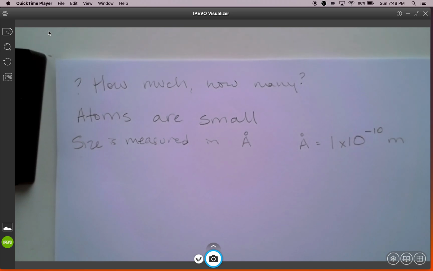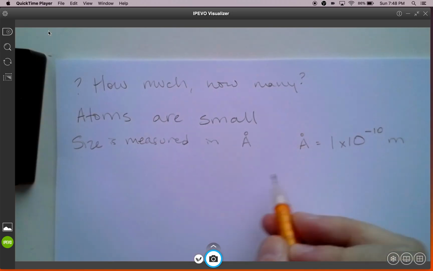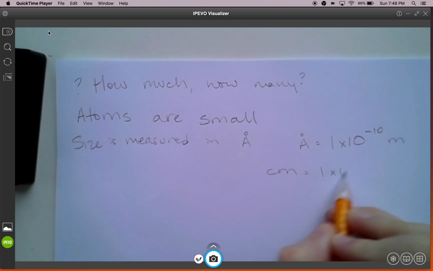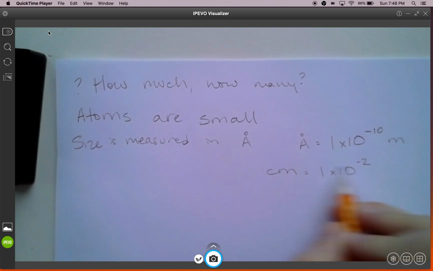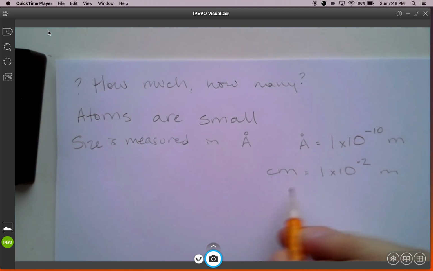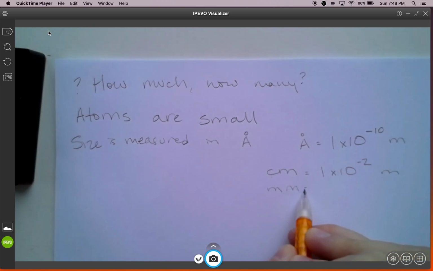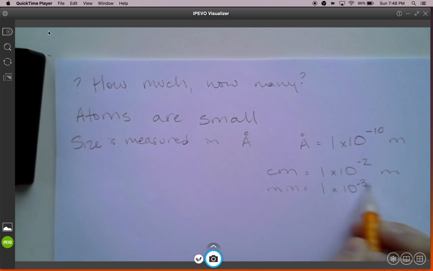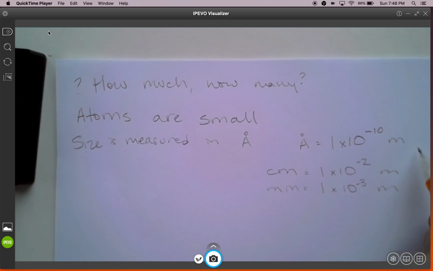That's really small. Just for context, a centimeter is 1 times 10 to the negative 2 meter. Centi is like 100, so a centimeter is 1/100th of a meter. A millimeter, which is the smallest thing that you can read on a meter stick, is 1 times 10 to the negative 3. So atoms are really, really, really small. You've probably heard Bill Nye say that sometime in a previous year. They're super, super tiny.